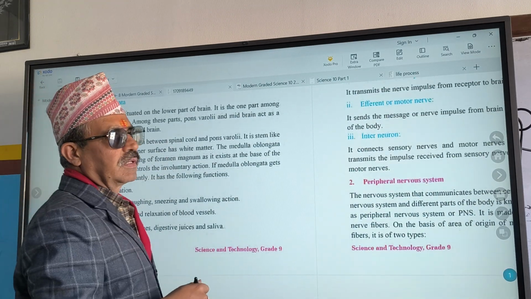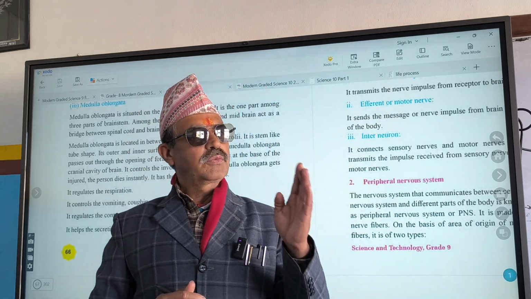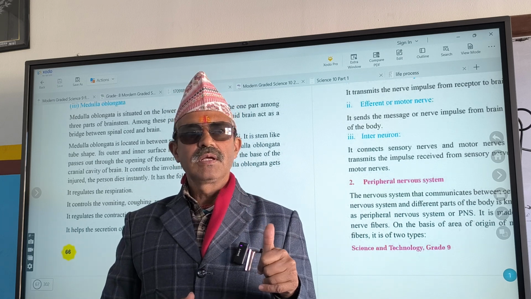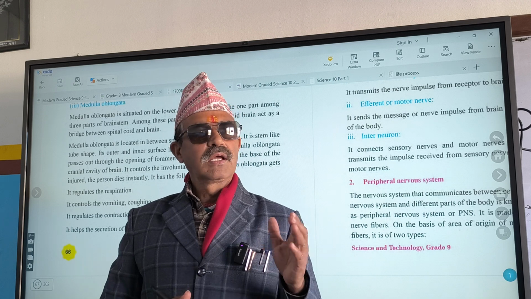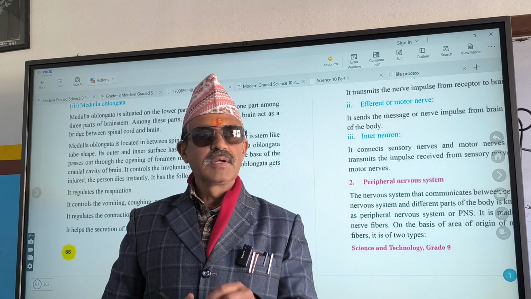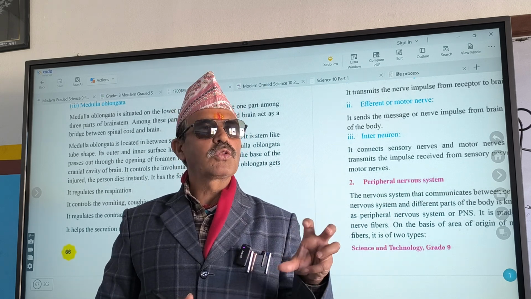We were discussing different parts of nervous system. Nervous system has mainly three divisions: central nervous system, peripheral nervous system, and autonomic. And how is central nervous system made up of? Brain and spinal cord. Brain is covered by some membranes. What do you call those membranes?